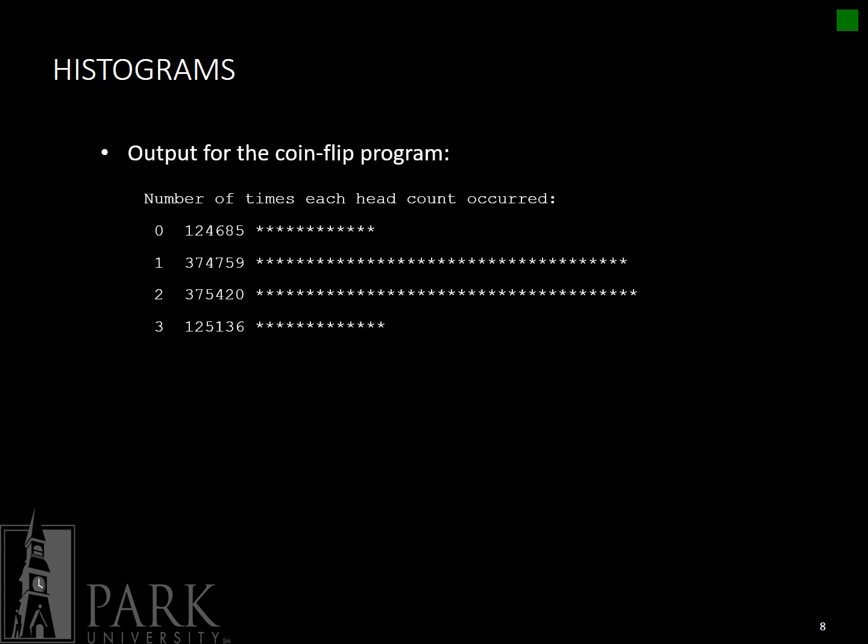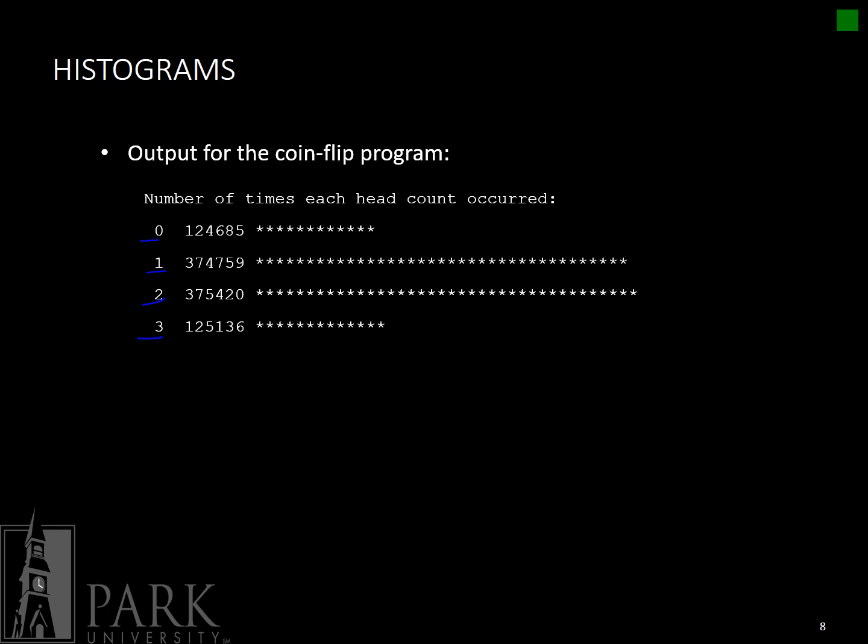The output will look like this, right? So the number of times each head count occurred. Here you can see 0, 1, 2, 3, and each of these asterisks represents 1% of a million. All right. So let's think about the problem. How could we design it?